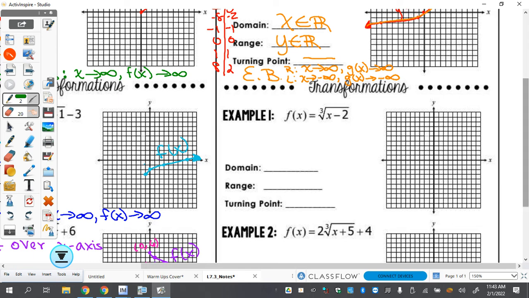All right, so take a look at that first example. What's our transformation that ended up happening here? To the right 2. That minus 2 underneath that radical sign means it's going to the right 2. So I'm going to take each point from my parent function. I'm just going to move them to the right 2. Still the same shape. Just move all those points to the right.